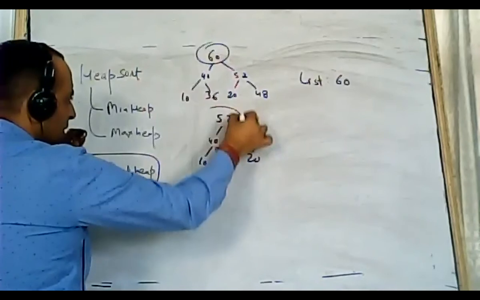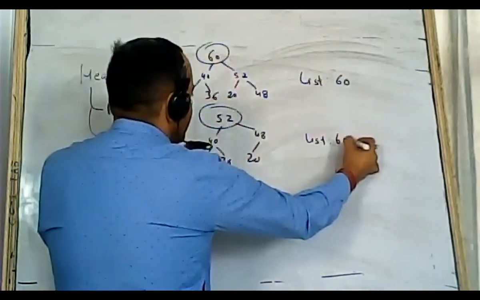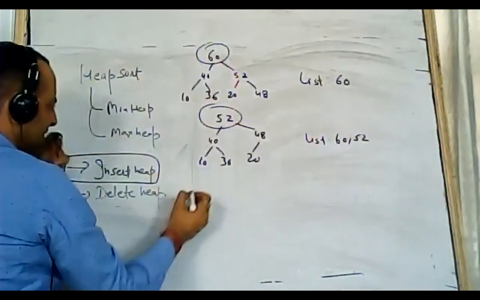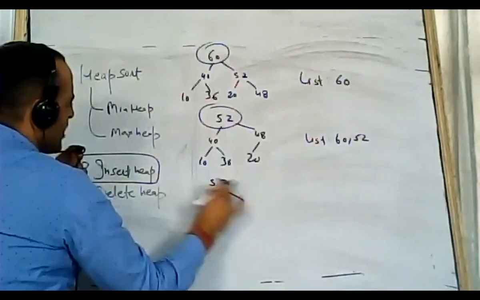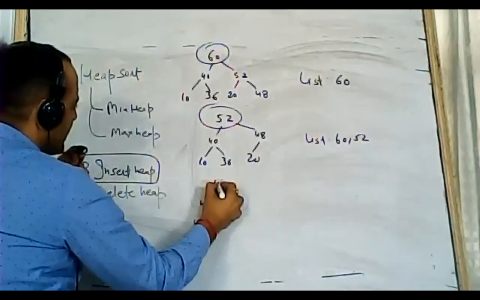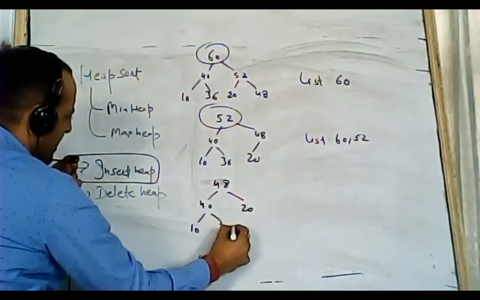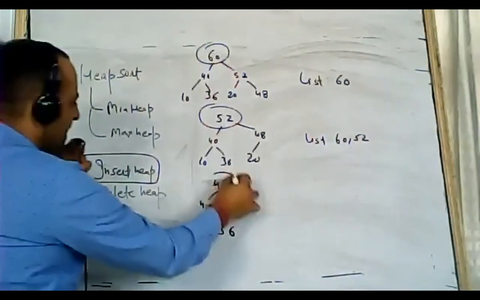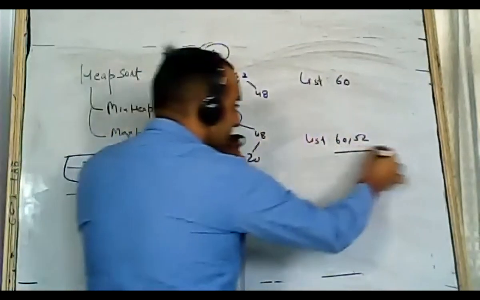Now what is the root? 52. Delete it. Put it in the list. Who will come on the top? 48. Yes. Oh, sorry, 52 we have deleted. 48. बाकी कर लेंगे. Again delete 48. Who will come on the top? 40. तो 40. ये लिस्ट डिसेंडिंग ऑर्डर में सॉर्ट होगी.